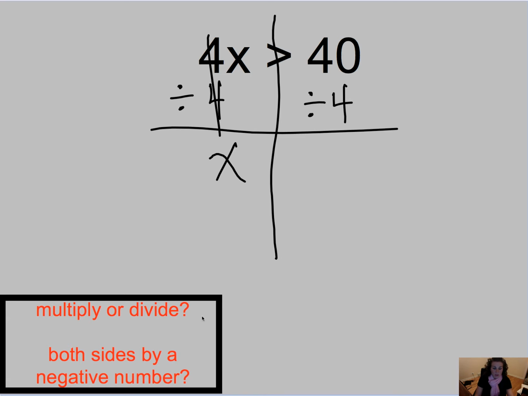You have to ask yourself these two questions every time. Did we multiply or divide? Yes, we did. We divided right here, you can see. Did we multiply or divide both sides by a negative number? Obviously not. We divided by a positive 4. If both of these answers were yes, then we would flip the inequality. But since this is yes and this is no, our inequality stays the same, and then 40 divided by 4 is 10. So we think that the answer is x is greater than 10.